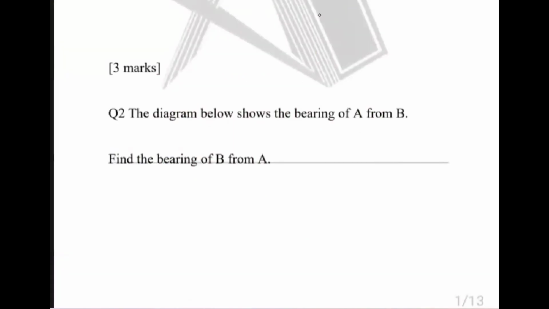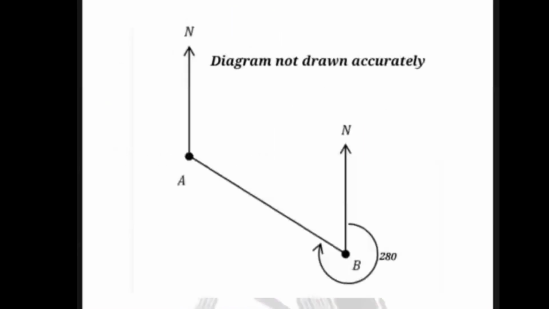Question 2 says the diagram below shows the bearing of A from B. Now find the bearing of B from A. Let me see the diagram. See, what's written here is "diagram not drawn accurately." That's the important part here. Diagram not drawn accurately means you can't measure it. If it's written that the diagram is drawn accurately, in that case you have to measure the angle. Else you don't have to measure the angle.